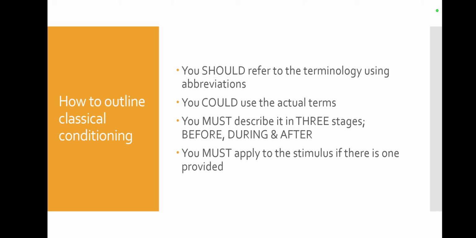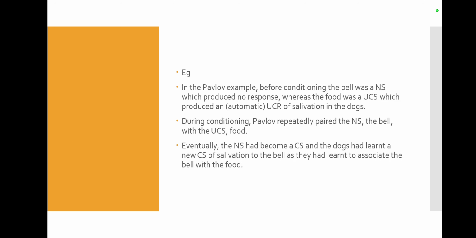So you should refer to the terminology using abbreviations. If you want to, however, you could use the actual terms. You must be describing it in 3 stages, so before, during and after, and you must apply it to the stimulus if there is one provided. So I'm going to give you an example of how this would be done using Pavlov's dogs, and then you can have a little practice.